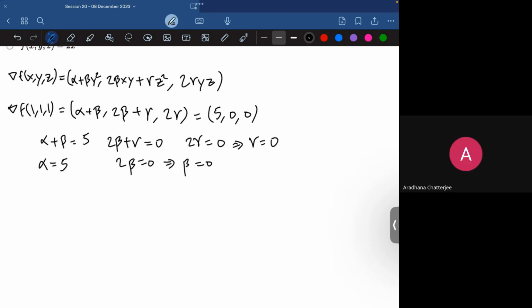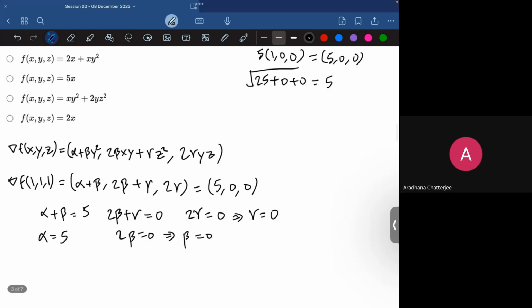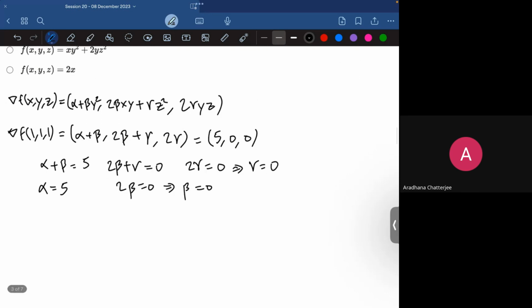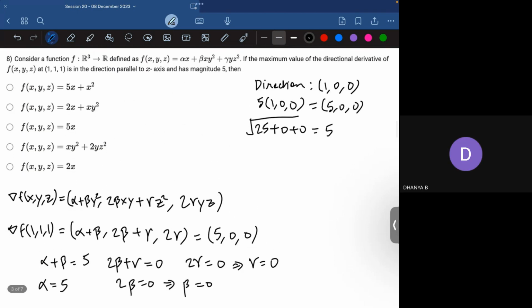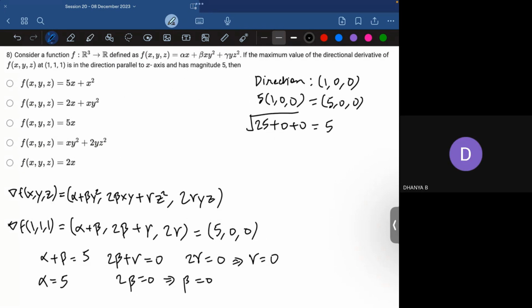Correct. Okay. So now all we have to do is take alpha is equal to 5, beta is equal to 0, gamma is equal to 0. Is del f of (1,1,1) like the value of the magnitude? Sorry, I didn't get that. Can you please repeat? So why are we putting del f of (1,1,1) as (5,0,0)? In the question it's given that, one sec, sorry, stream software.